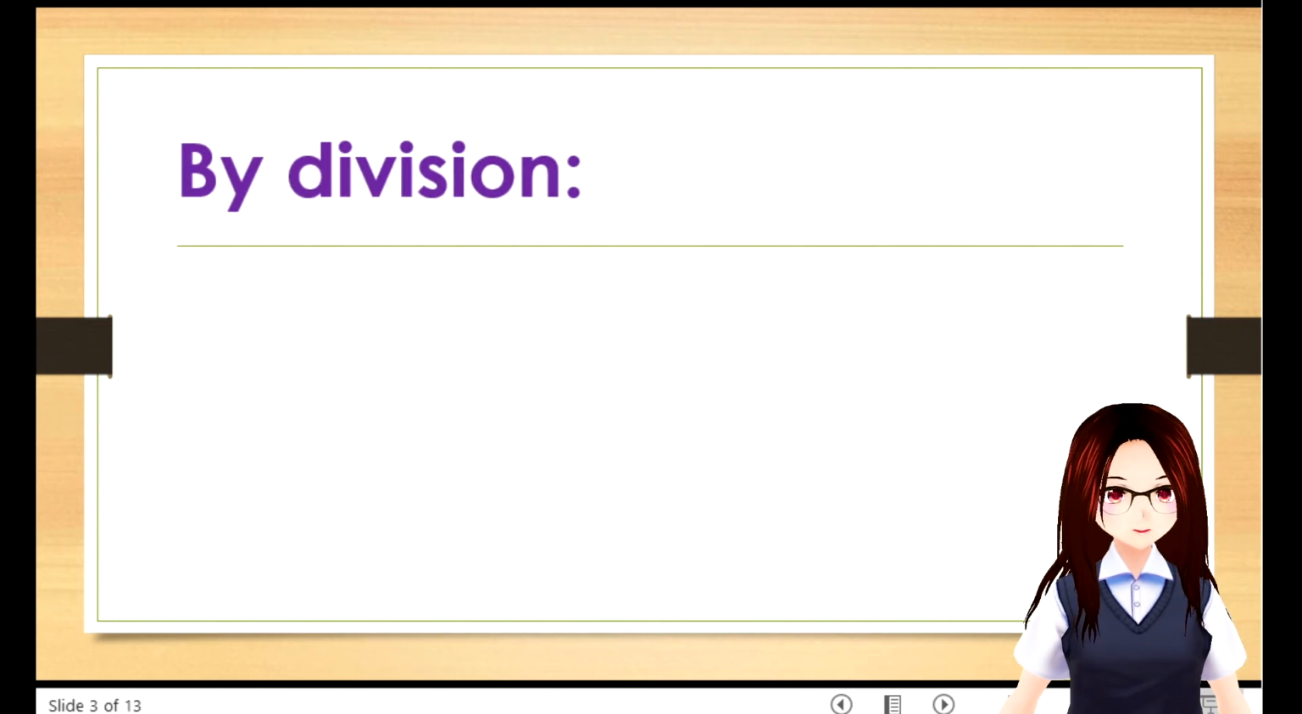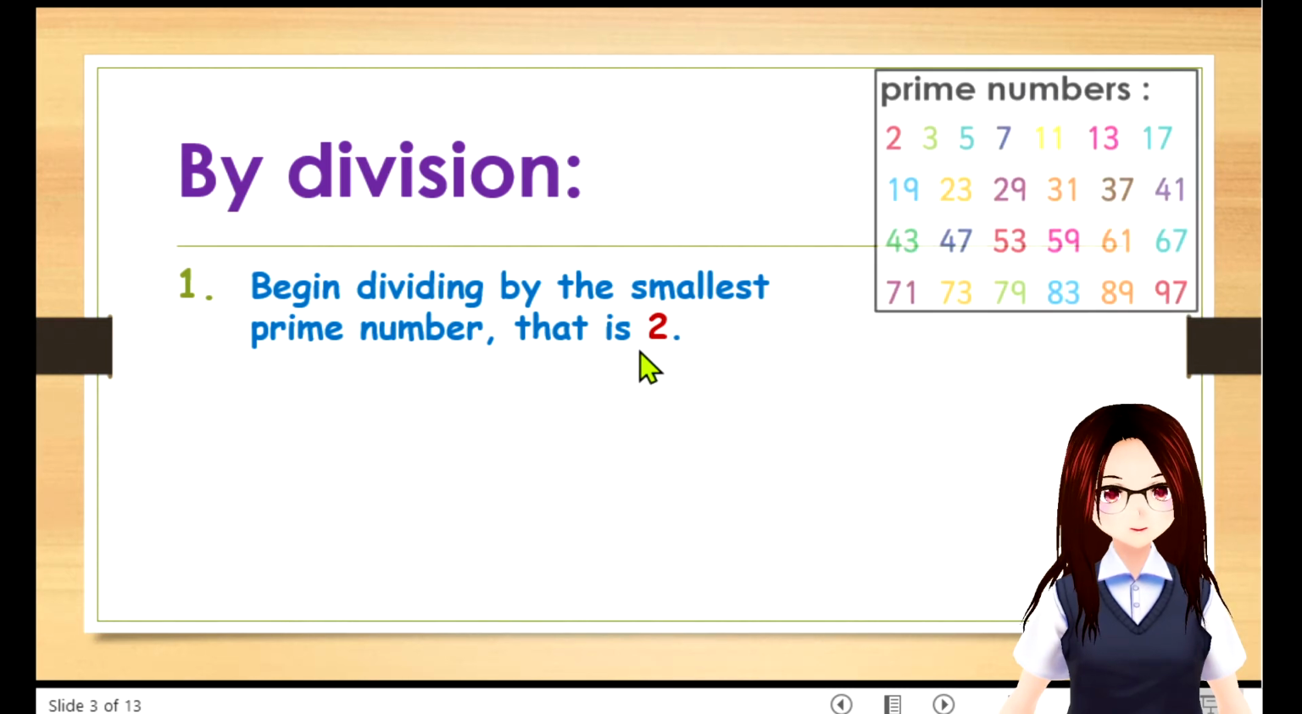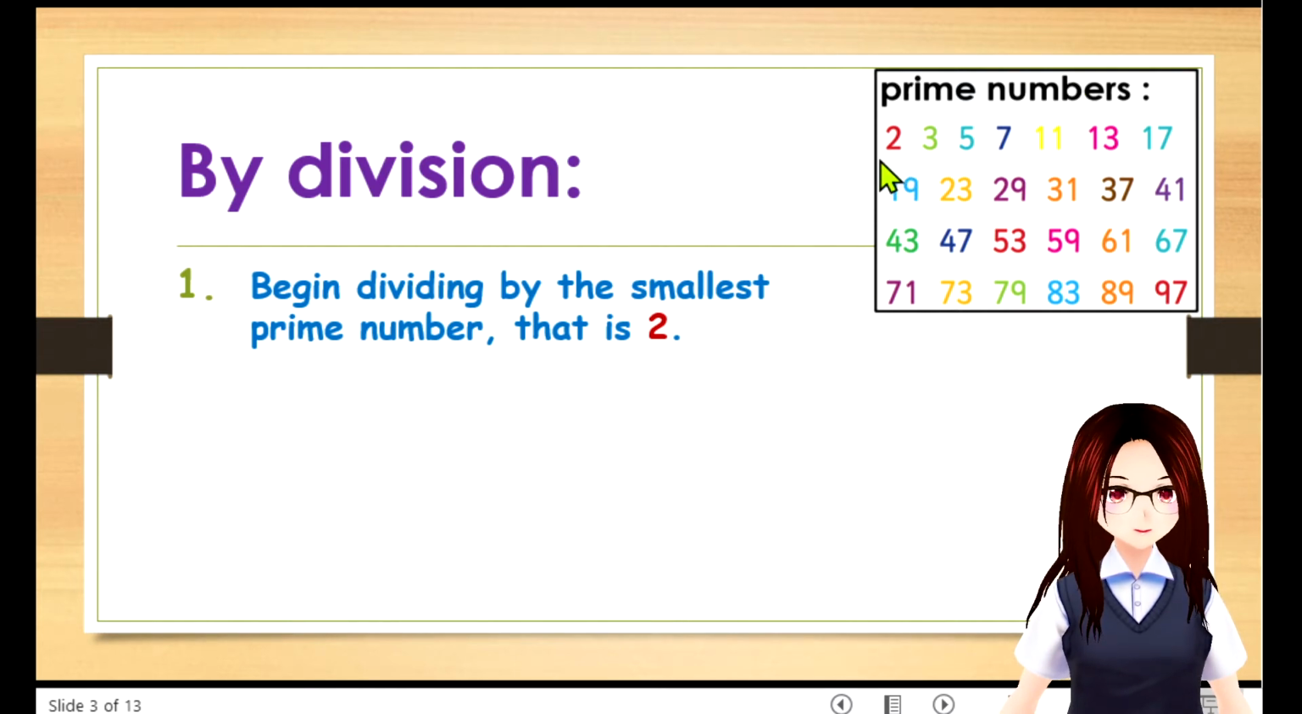Okay, so we find the prime factorization of whole numbers by division. First, we begin dividing by the smallest prime number, that is 2. Remember from our previous lessons, the prime numbers: the smallest prime number is 2, followed by 3, 5, 7, and so on and so forth.